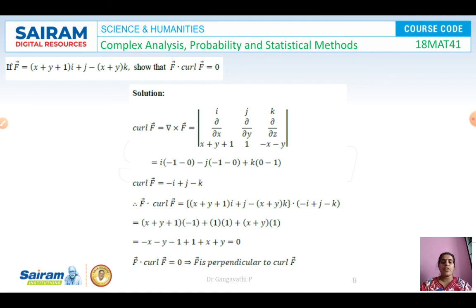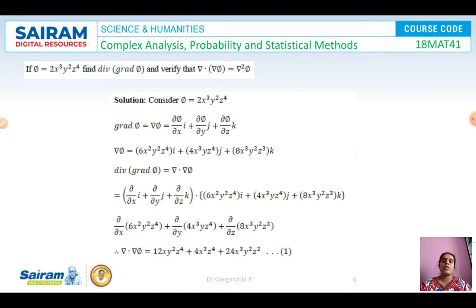Therefore, vector f dot curl f is equal to 0, which in turn represents that vector f is perpendicular to curl f. So the dot product of two vectors is 0 only then the vectors are perpendicular to each other. So here vector f and curl f both are vectors, and the dot product of them is 0. Therefore we say the vectors are perpendicular to each other.